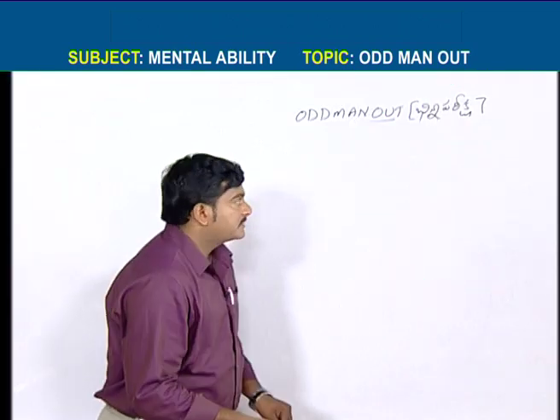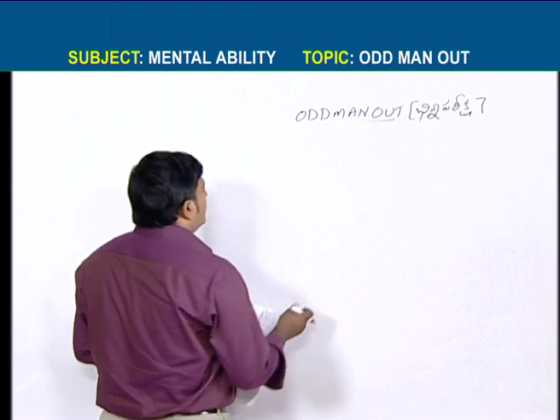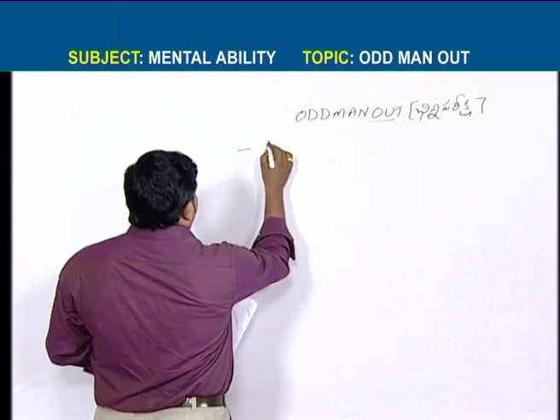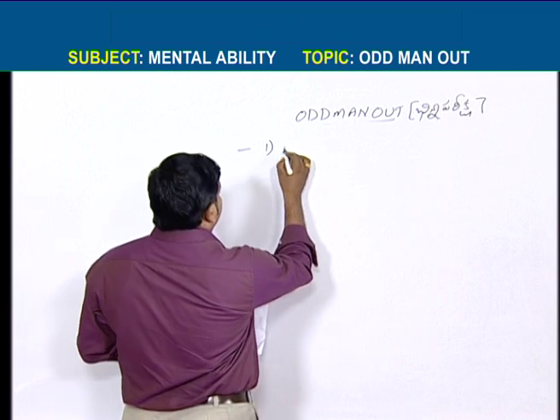Okay. So now some other problems regarding letter odd man out. So in this question, the first option is DF.